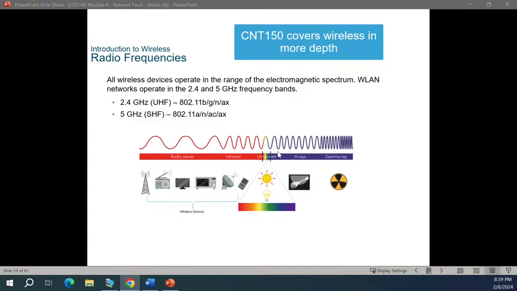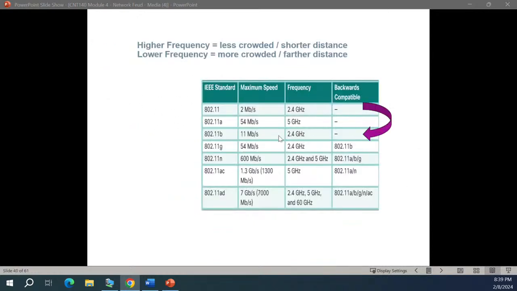In 150, I'll go over, again, I have a mnemonic for everything. Always bring girls new accessories. That'll help you remember A, B, G, N, A, AC, right? These are capable of different speeds, and only some of them are backwards compatible with each other. So 2.4 with 2.4, 5 with 5. Again, this is just rote memorization, so it's not the easiest thing unless you love memorization.